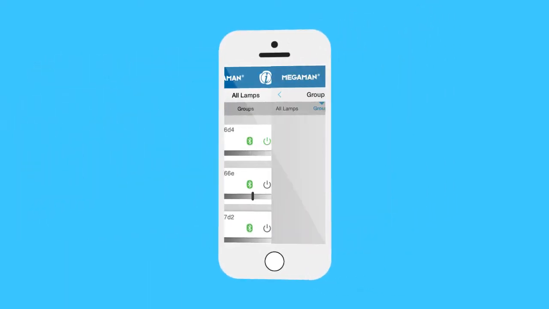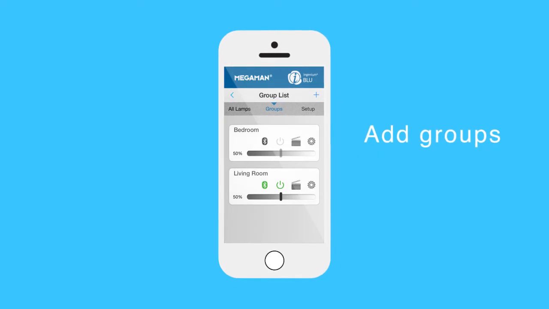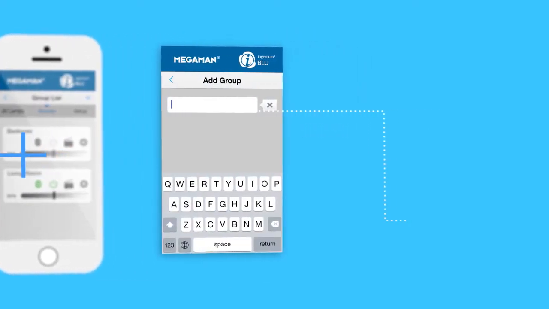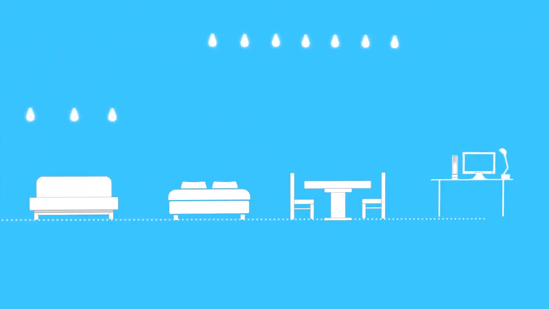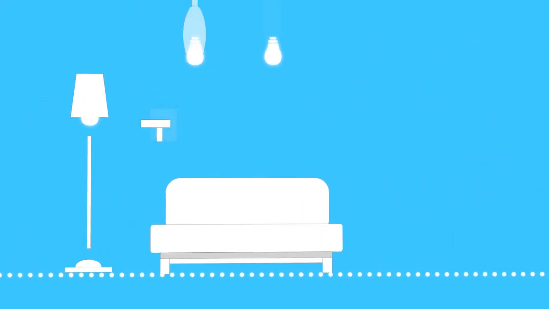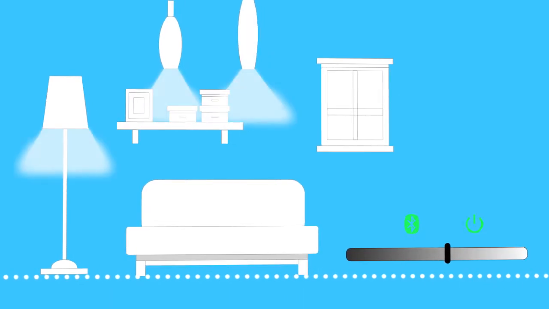You can also easily control your lights by grouping them room by room. To create a group, select the Groups menu and press Add Group. You can start assigning different lamps to different groups. For example, living room, bedroom, dining room, or workspace. After connecting to the living room group, you can easily turn the lamps in this room on or off and adjust the dimming levels by sliding the dimming bar.